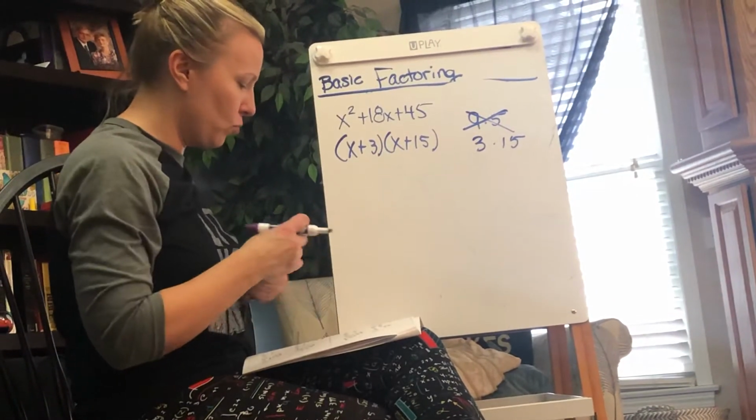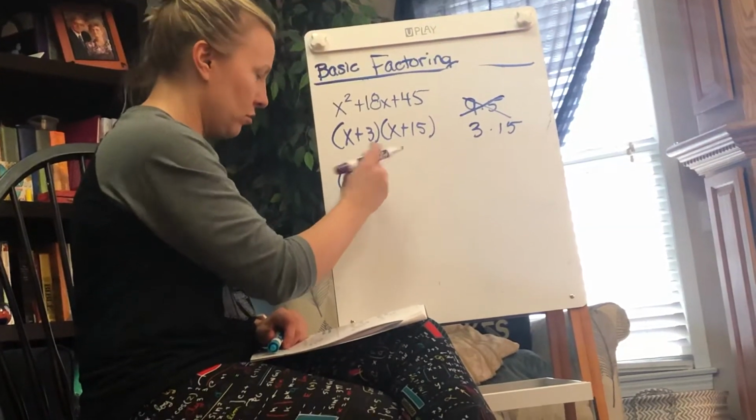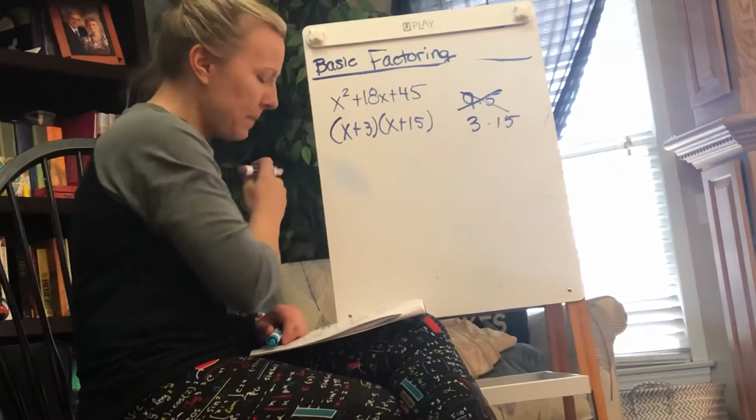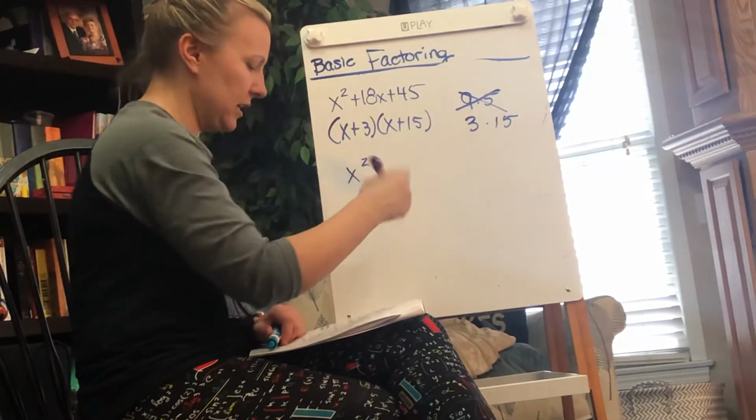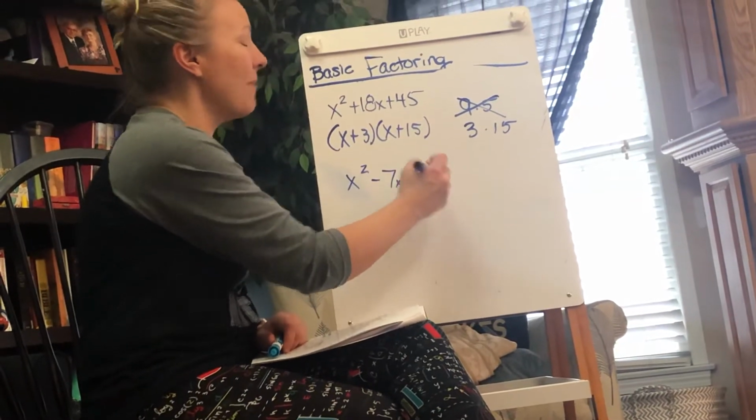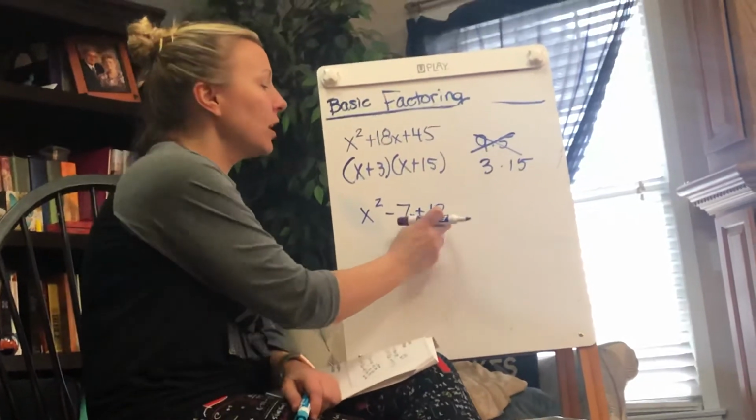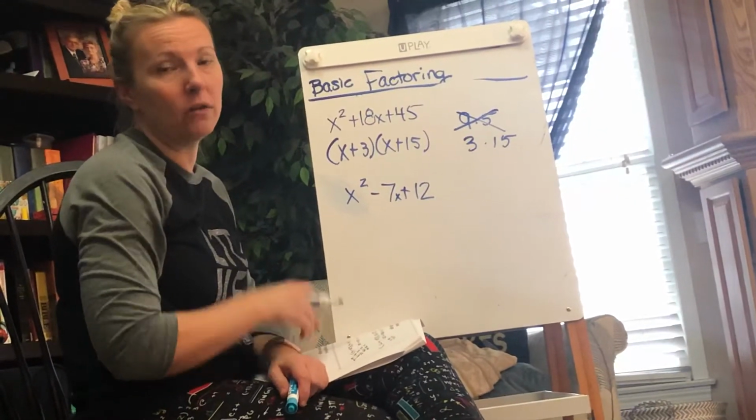Now, let's go to where it is a little bit trickier. Let's do one where there's a minus sign in the middle. I'm skipping some on the little flip chart. I'm just doing some of them. x squared minus 7x plus 12. So now all of a sudden we have a negative sign. So I'm still looking at 12. What numbers multiply to give me 12?